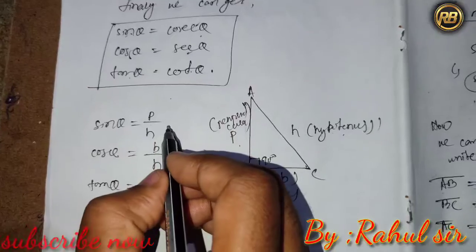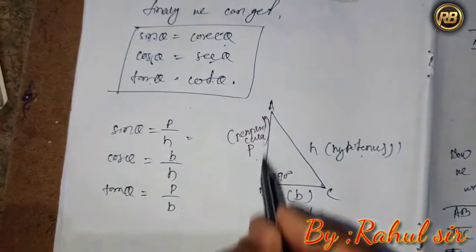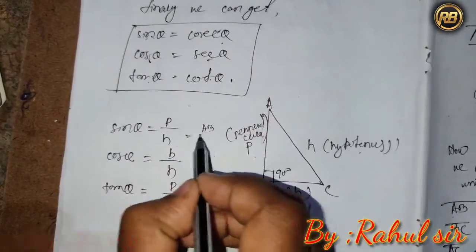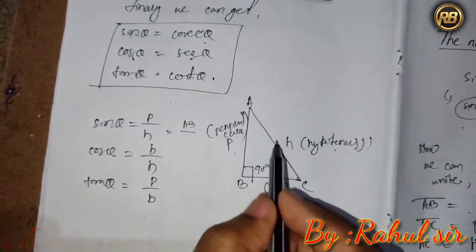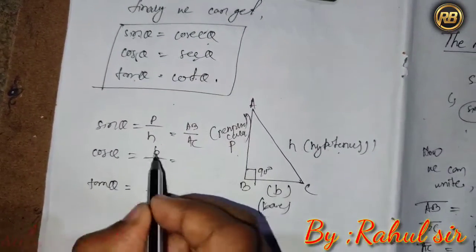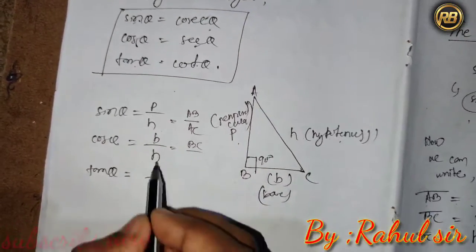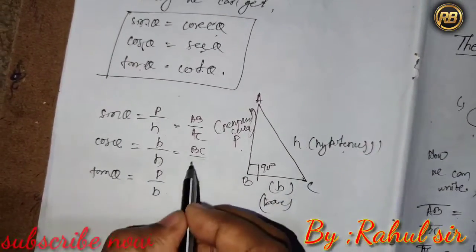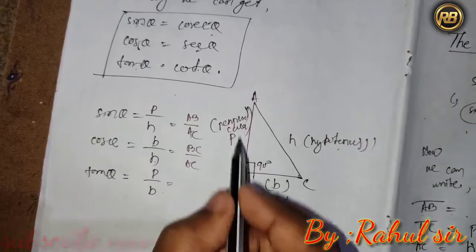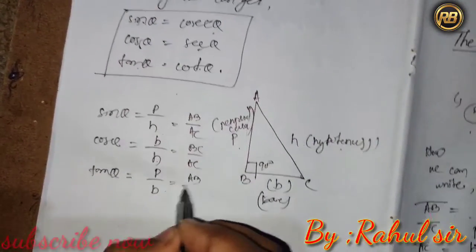Now you can write the geometrical terms. P is AB, the perpendicular, and H is the hypotenuse AC. Then B is BC, the base, divided by H, the hypotenuse AC. So tan theta is equal to P, the perpendicular AB, divided by B, the base BC.